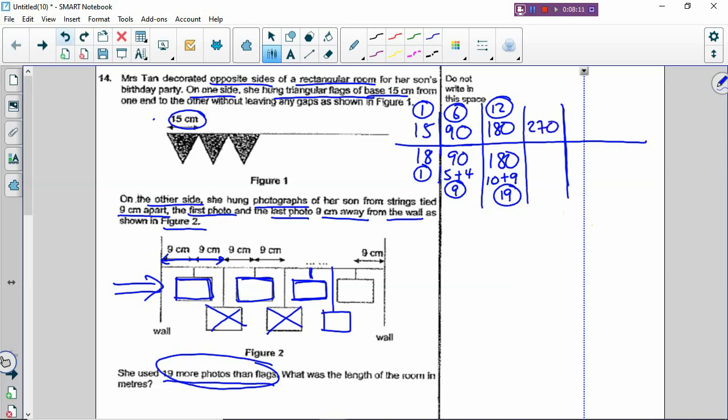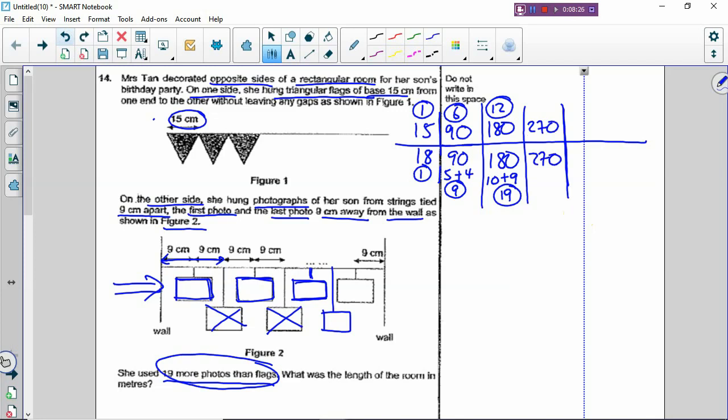So you can see it's very easy to get your common multiples. Just look at the first common multiple times 2, times 3. If still not enough, then later you times 4 to get the next common multiple. Alright, so if the length of the room is 270 cm, then how many flags?